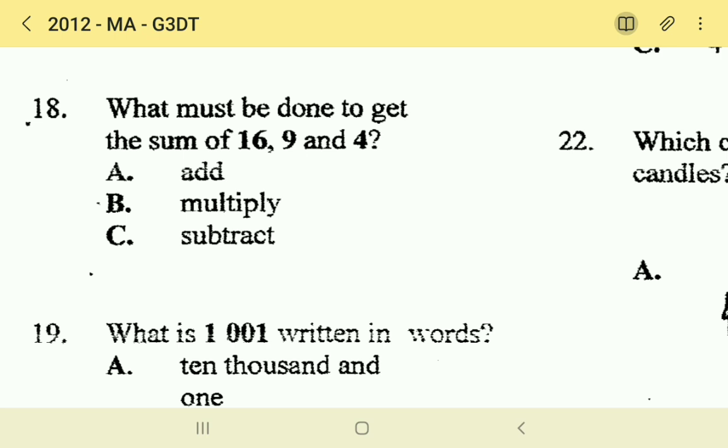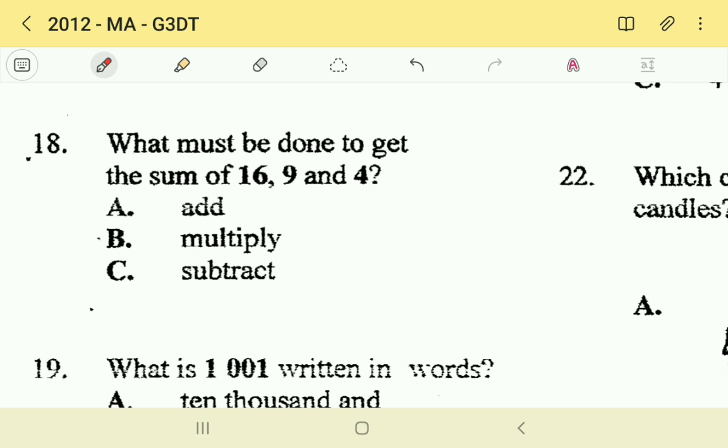Number 18. What must be done to get the sum of 69 and 4? Remember, once you see sum, you're thinking addition, so you add. You need to add them.